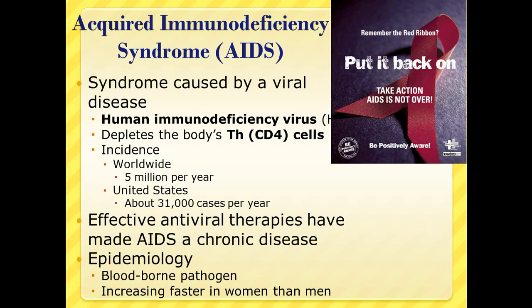When you look at the incidence worldwide, about 5 million per year. In the United States, it's about 31,000 new cases per year. Remember, incidence is the new cases. Prevalence, do you remember what that means? Prevalence means how many cases overall are there. So when you take incidence, you look at a specific time, like per year. When you look at prevalence, you're looking at how many people alive today have this problem, whether they've been living with it for a year or they've been living with it for 10 years.